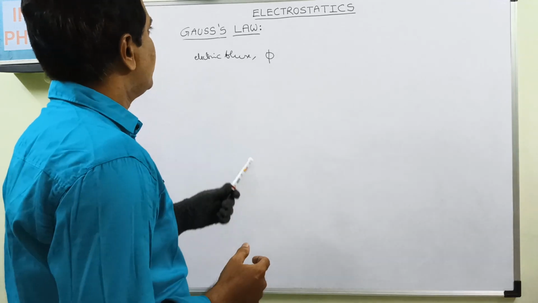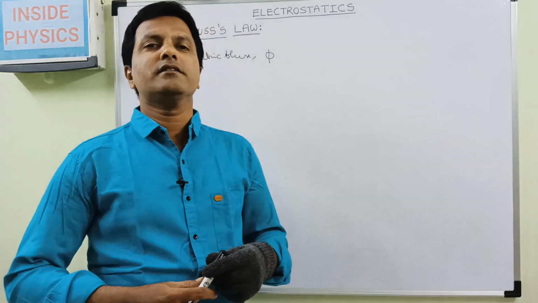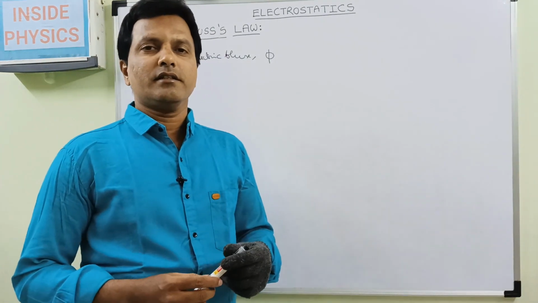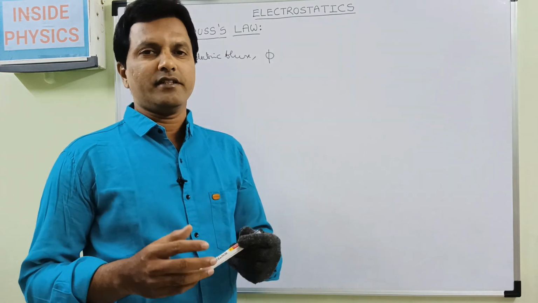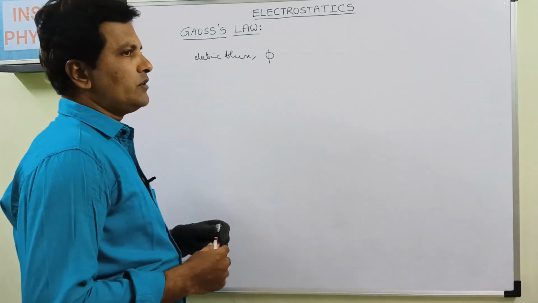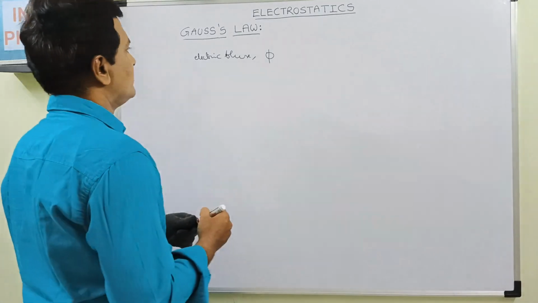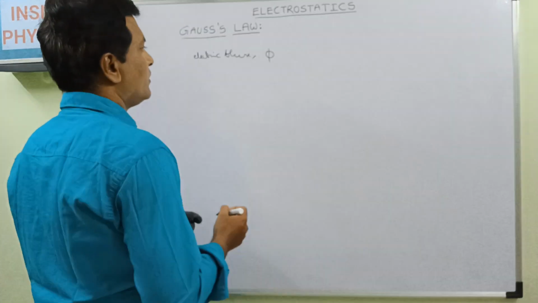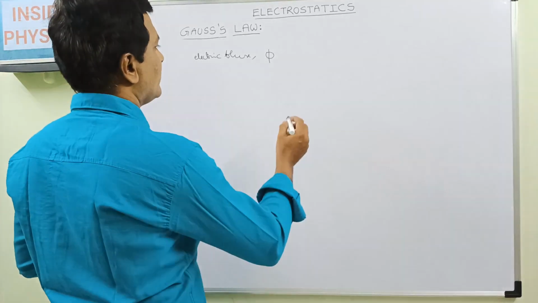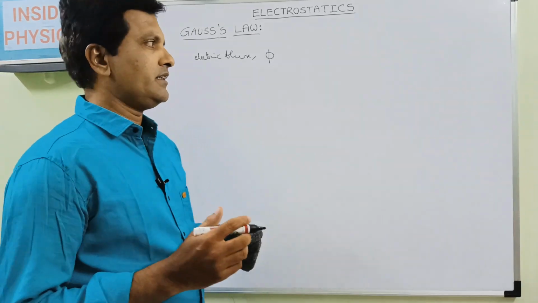Next, we will see what is Gauss law or Gauss theorem. Gauss law says the total electric flux coming out of a given surface area is equal to the charge enclosed by that surface divided by epsilon naught. That is, the total electric flux through a given surface area, and a charge is enclosed in that surface area.